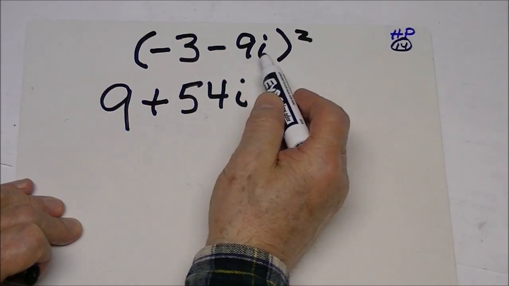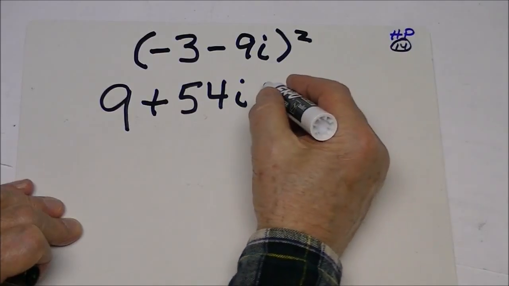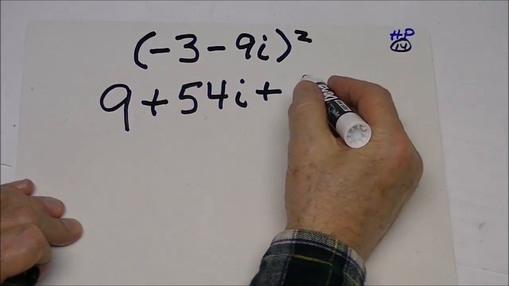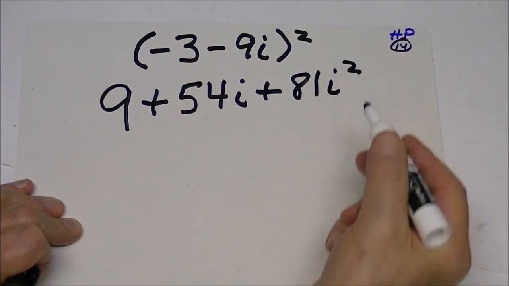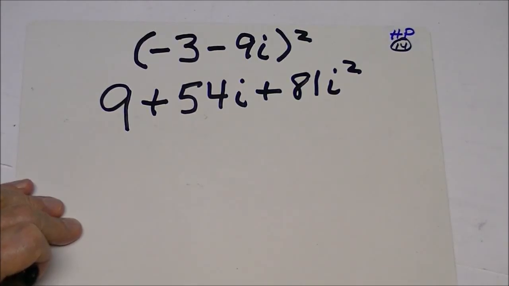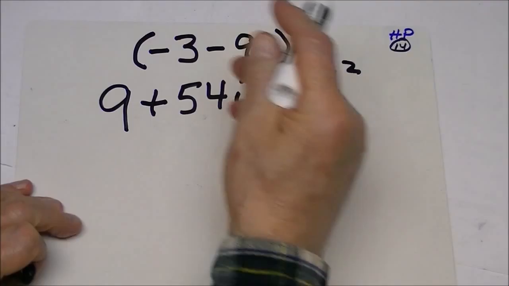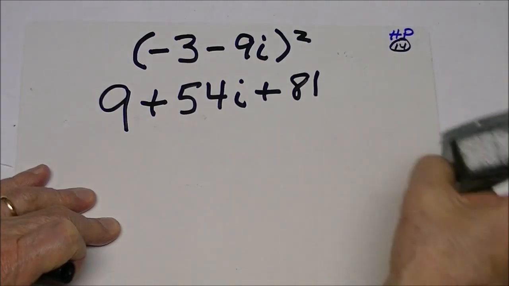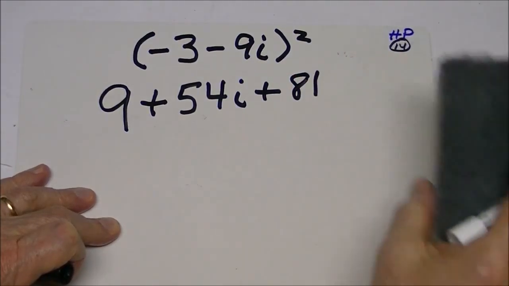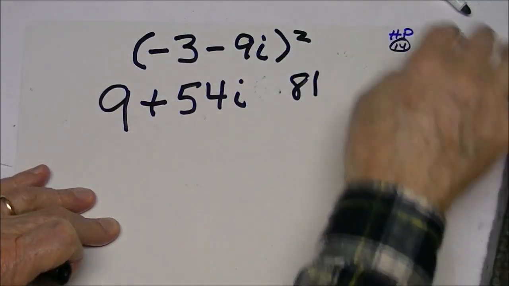and now we square a negative 9i, which will become a positive 81i squared. But once again, we know that i squared is negative 1. So, in this case, a negative 1 times a positive 81 gives us a negative 81 here. A little tricky handling everything.